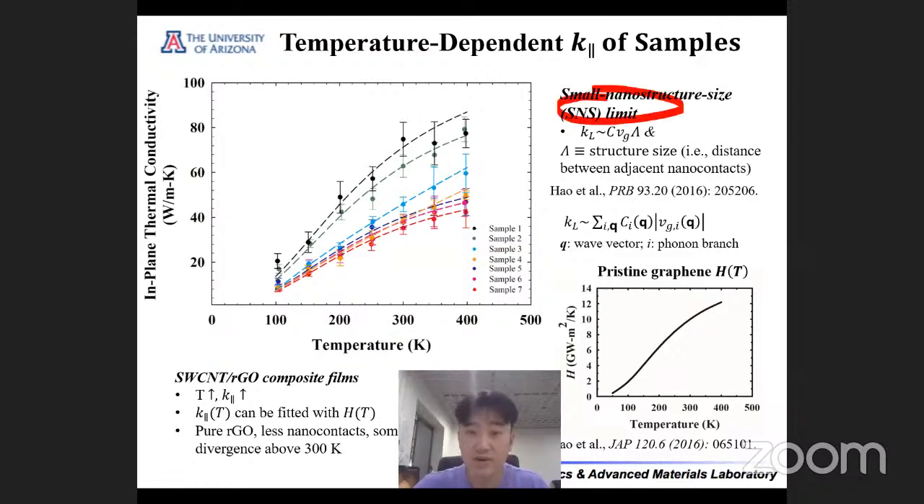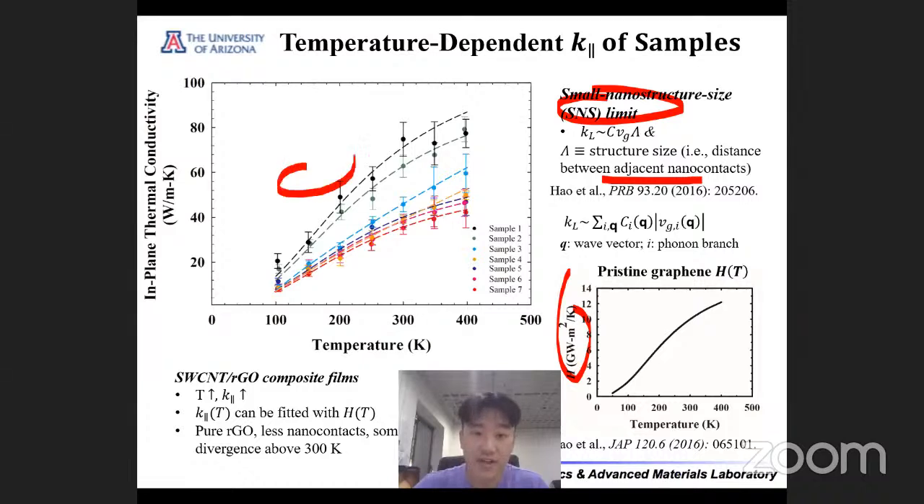At this limit, the phonon mean free path can be approximated as the structure size, which is the distance between adjacent nanocontacts here. So in-plane thermal conductivity is proportional to the product of specific heat and the group velocity summed up for all phonon modes, H equals C V. In the figure below, this product H is calculated for porous thin graphene.